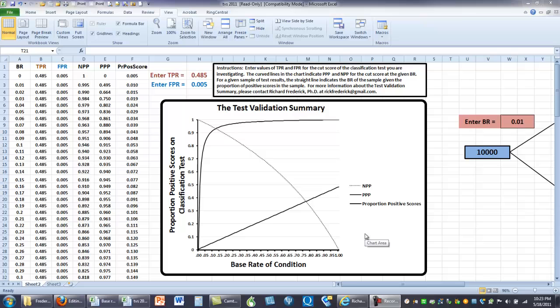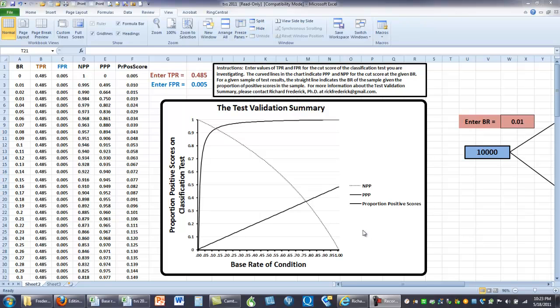And part of the basis for choosing a test score is finding the right score at which you minimize false positive rate and maximize the true positive rate. There's always a trade-off. Every time you increase a cutoff score in the direction of having the condition, you're going to increase the true positive rate, but you're also almost surely going to increase the false positive rate.